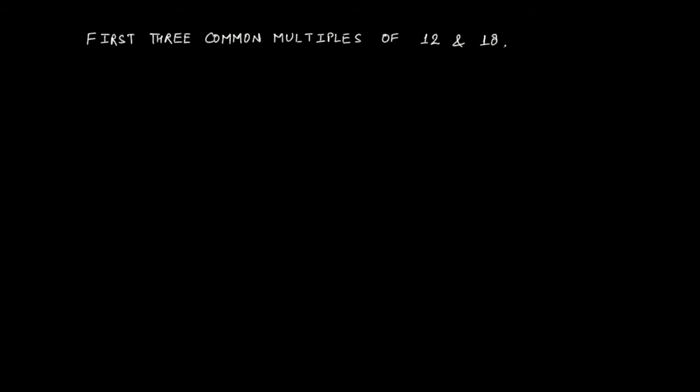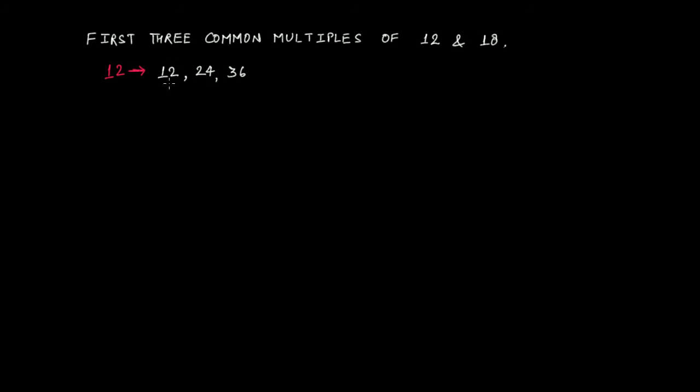Like here you have 12, so write the first 10 multiples of 12. The first 10 multiples of 12 will be: 12 times 1 is 12, then 12 times 2 will be 24, 12 times 3 will be 36. Okay, we are writing the multiples of 12.